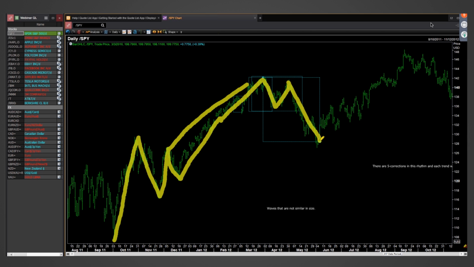So now, as this third trend wave develops, it's going to have its own trend wave 1, correction 1, trend wave 2, correction 2, trend wave 3, correction 3, and trend wave 4. So this rhythm here would be measured, and you would keep subtracting the same amount of correction from this here, and you would enter right down here.